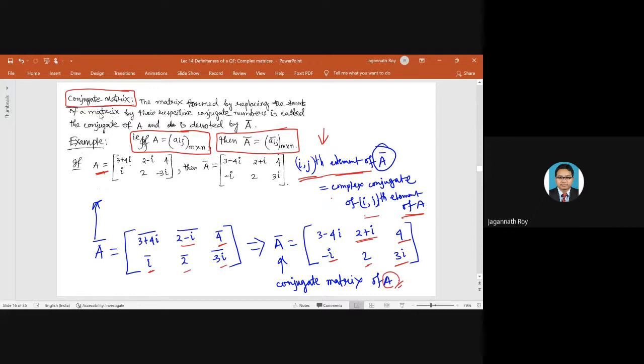Given the matrix A, you take the conjugate of each element in the matrix, then the matrix that you obtain is actually the conjugate matrix of the given matrix. Okay, a very simple idea.